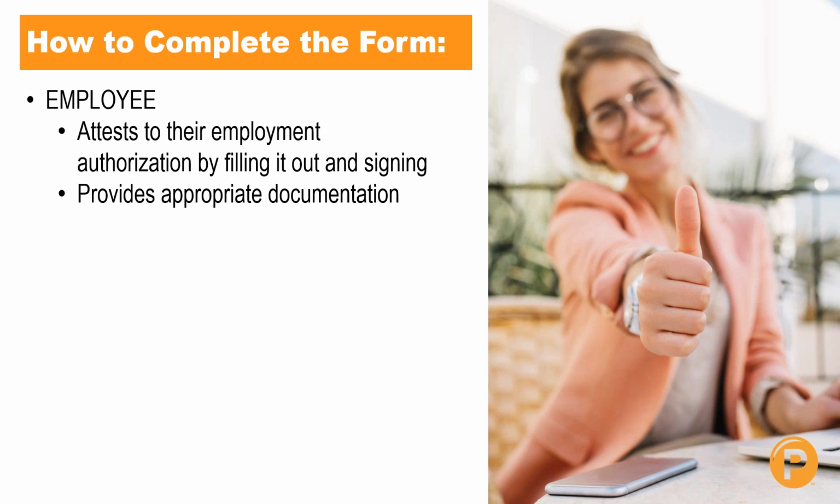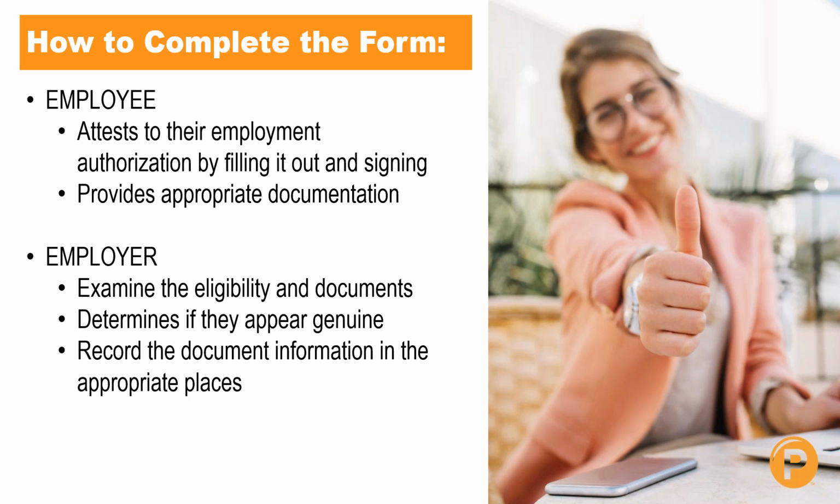The employee will attest to their employment authorization by filling out their portions of the form and signing it. They must also provide the appropriate documentation from the acceptable documents list found on the last page of the form. Then the employer representative will examine the eligibility stated on the I-9 form along with the documents and determine if they appear reasonably genuine. If the employer makes the determination that they are genuine, then they will record the document information in the appropriate places on the form.